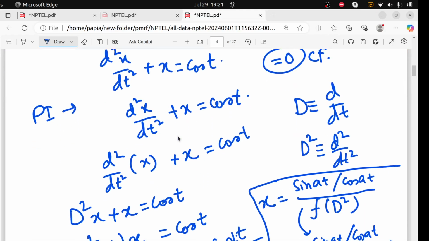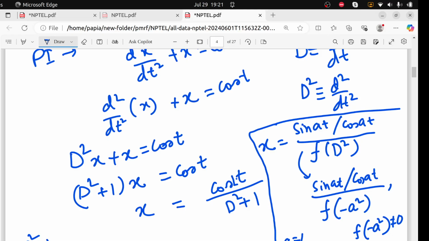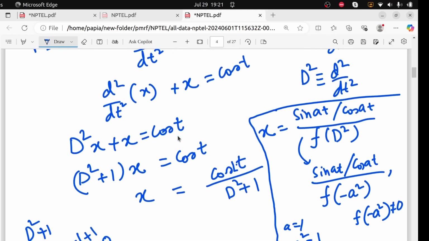So now I can replace this term as capital D as d square, because you can see d2 dt2 is there, so that means d square x plus x equals to cos t. I can write it like that. So d square plus 1 into x equals to cos t. So x equals to cos t divided by d square plus 1. Is it fine till now?